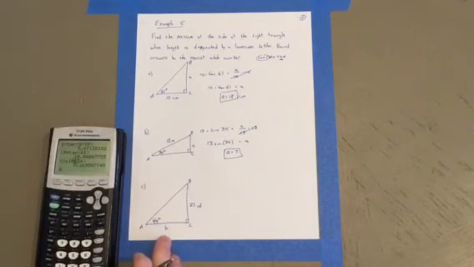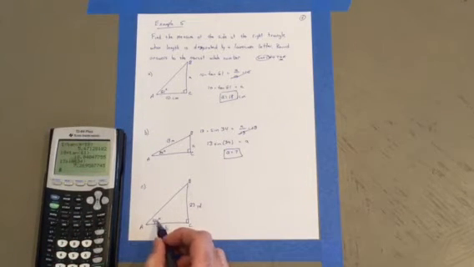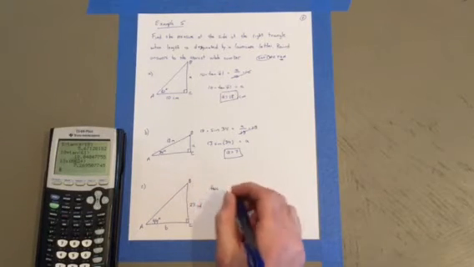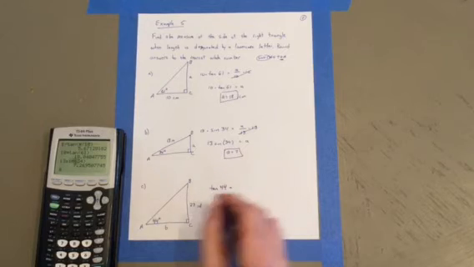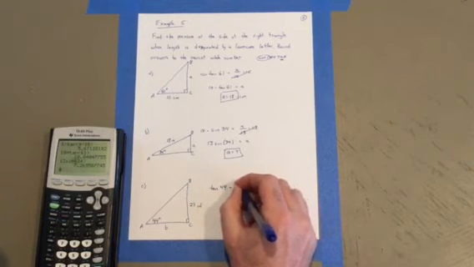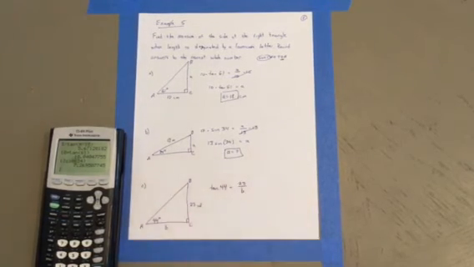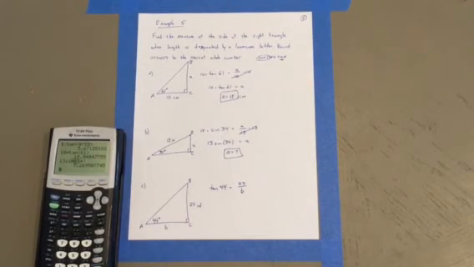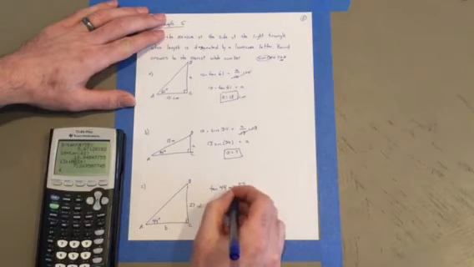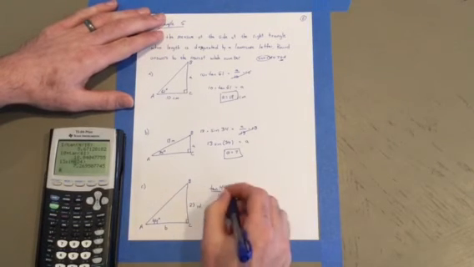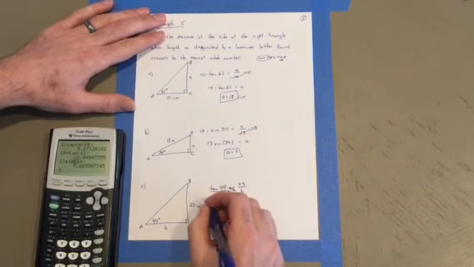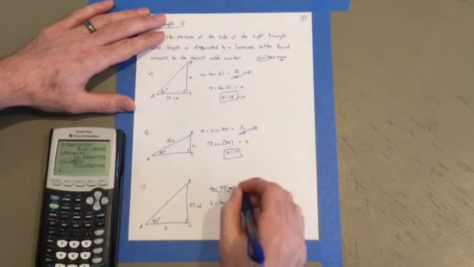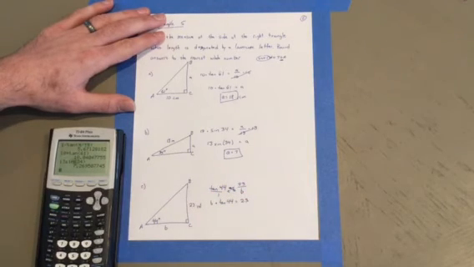All right, C down here. Here's my 44. Opposite, adjacent, so we're back to tangent. So tangent 44 equals opposite over adjacent. This one's a little bit different than A because the variable's in the denominator. So what I'm going to do is put tangent over 1, cross multiply. So B times tangent of 44 equals 1 times 23.